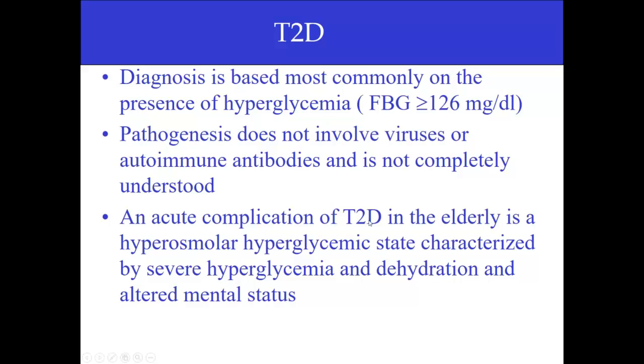An acute complication of type 2 diabetes that can happen in old patients is the development of what we call a hyperosmolar hyperglycemic state, and this is where they have severe hyperglycemia and dehydration along with some mental status changes.